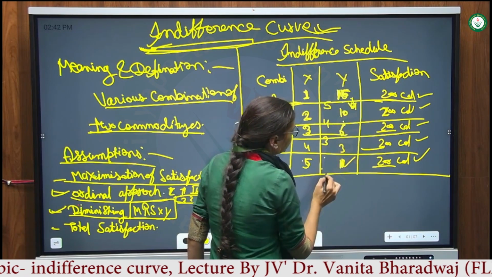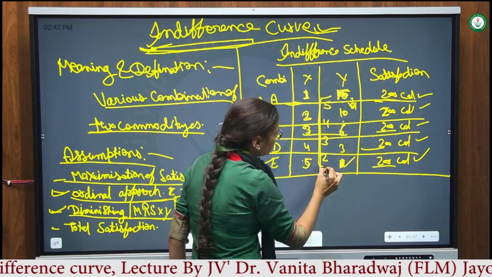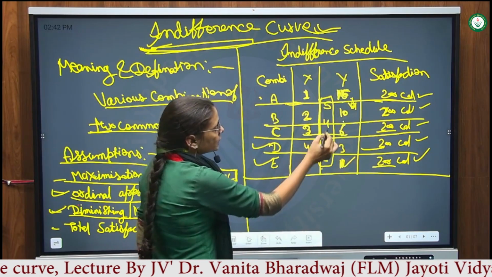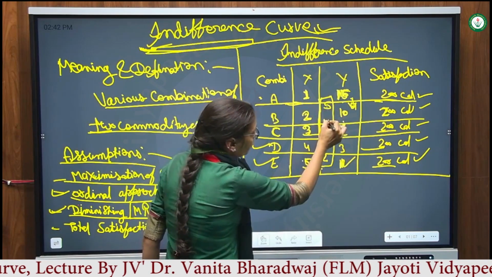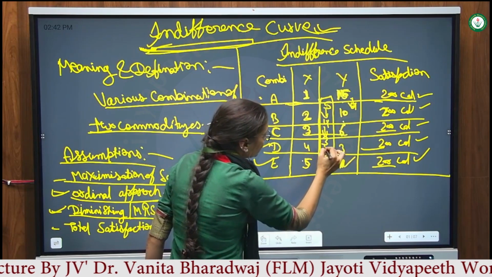After that 3 units and after that 2 units. This is reducing continuously. This is the marginal rate of substitution which is diminishing. This is the diminishing marginal rate of substitution: 5 to 4, 4 to 3, 3 to 1.